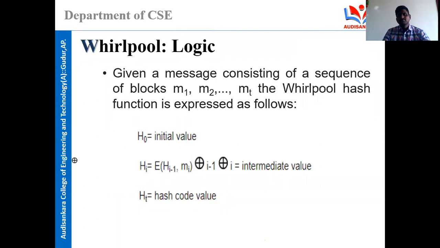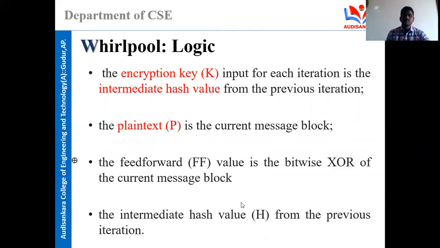This is the logic: initial value, H0, hash code value. The plain text is divided into a number of blocks M1, M2, up to MT. It is expressed like this: Hi equals encryption of H(i-1), Mi, XOR H(i-1) XOR Mi. It is the intermediate value.